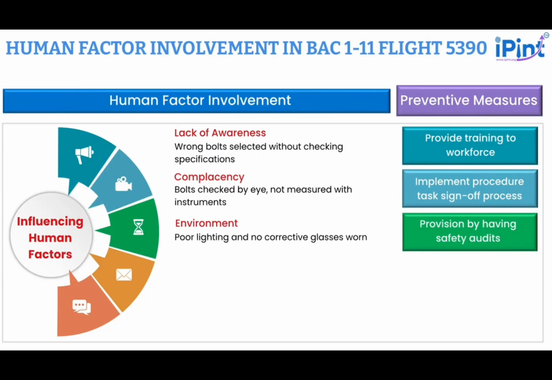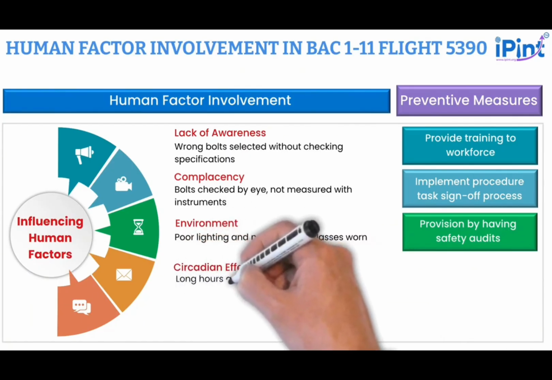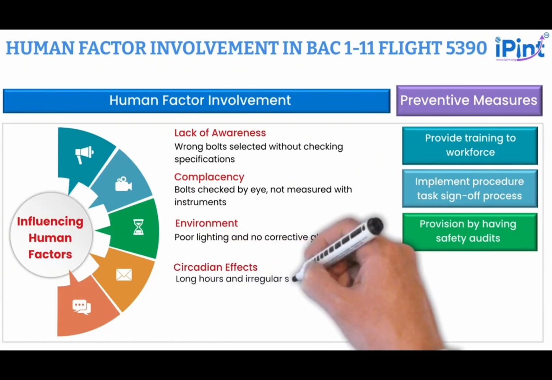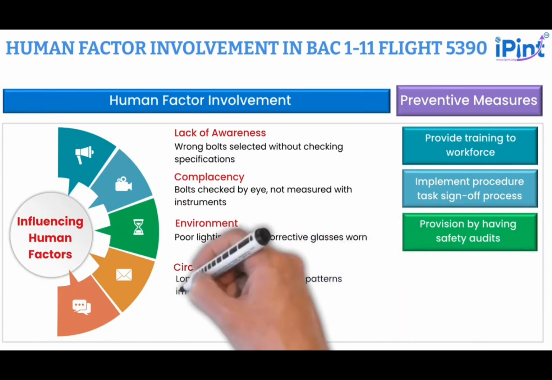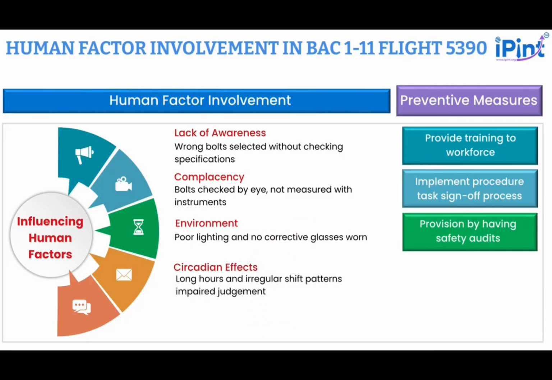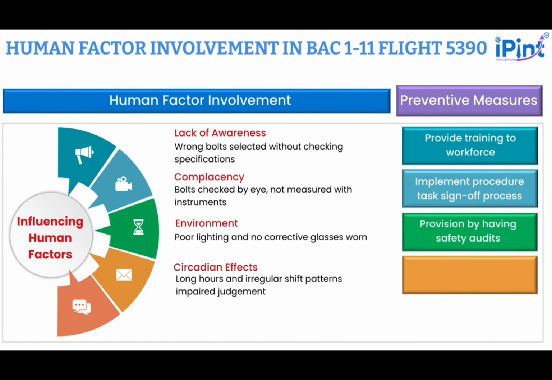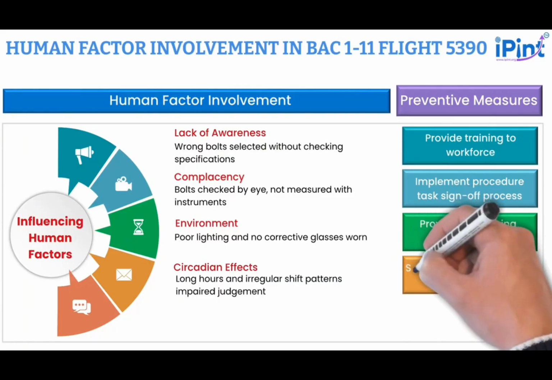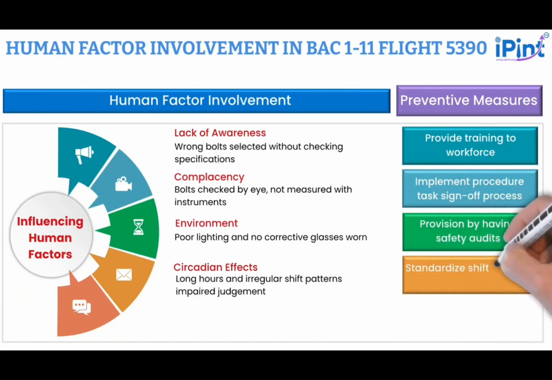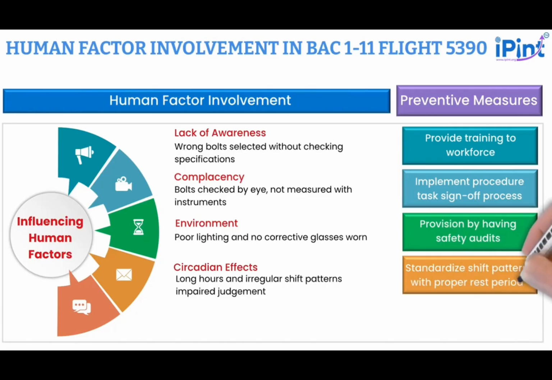Number 4, circadian effects. Long hours and irregular shift patterns impaired the judgment of the people involved. Our bodies have a natural rhythm, and when we disrupt that rhythm repeatedly, our ability to think clearly, spot errors, and make sound decisions deteriorates. The answer here is to standardize shift patterns and build in proper rest periods. This isn't about comfort. It's about cognitive performance and safety.